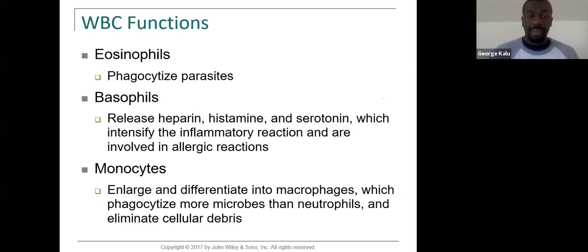Okay. The fourth cell are the monocytes here. And so what the monocytes will do is they're eventually going to enlarge and grow, and then they're going to differentiate to become macrophages. Okay, macrophages are able to phagocytize a whole lot more microbes than neutrophils are able to. Okay? And so they're able to destroy a wide variety of different microbes, more so than what neutrophils are capable of, okay? As well as getting rid of some cellular debris as well.